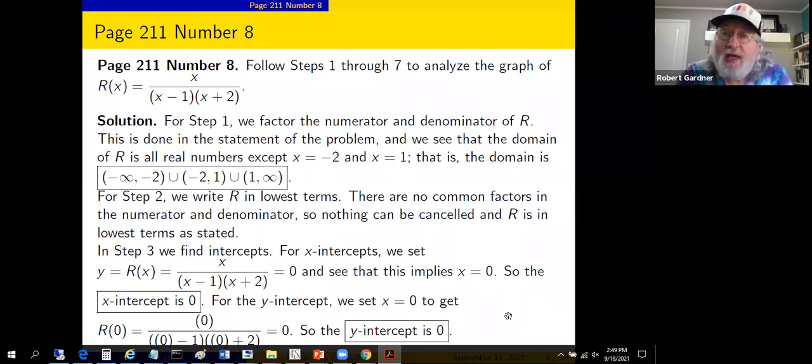For the y-intercept, we'll set x equal to 0, and we get r of 0 out, just checking we don't get any division by 0 there again. So the y-intercept is 0. X and y-intercept are both 0. This curve passes through the origin. And these are the only intercepts, x or y. If there were more, our technique would have revealed them.